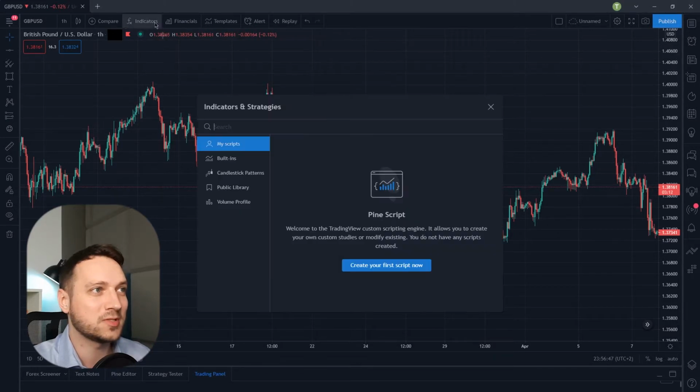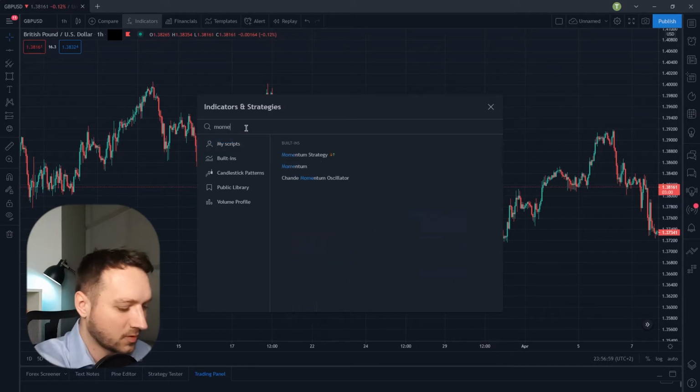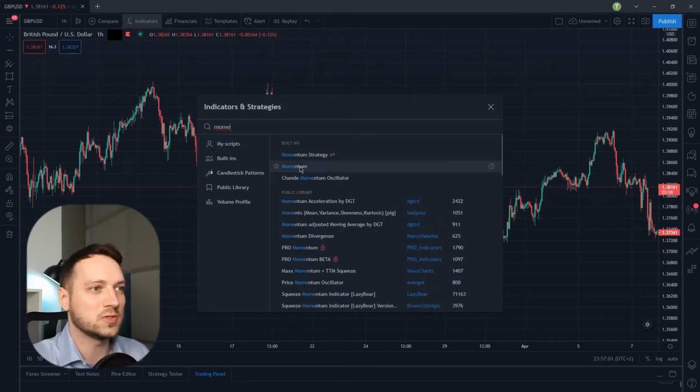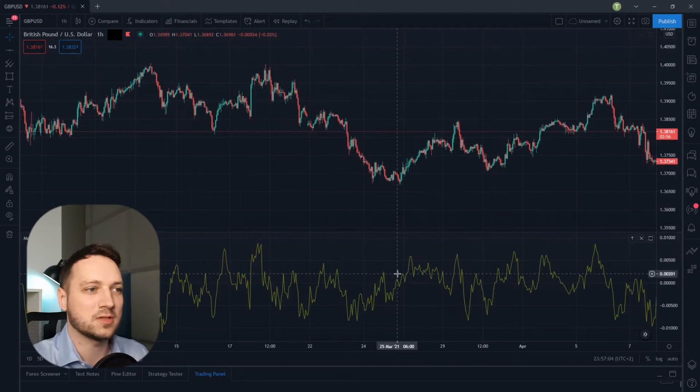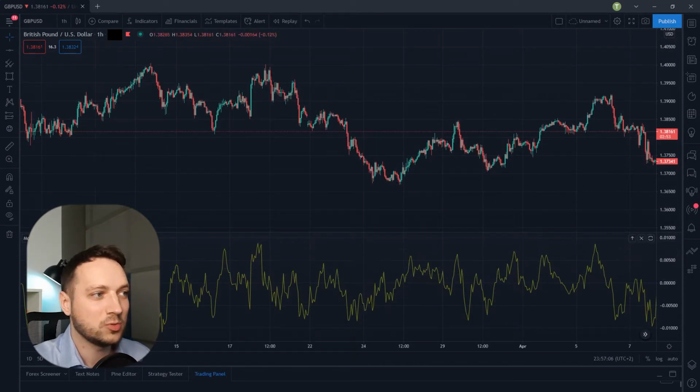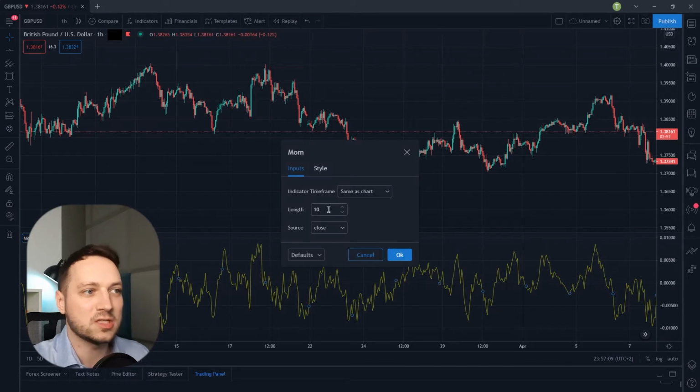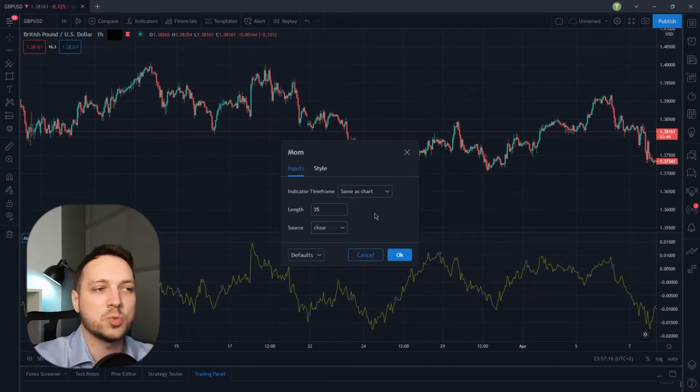So what we need to do first, of course, is to add it to our chart. Let's go for the indicators tab and in MT4 and MT5 it is also in the indicators section. So right here, what I need to do is to type momentum and it is automatically added below the chart. Next thing what we need to do is to check the settings. The length should be 35 and the source should be close, which means it analyzes last 35 closing levels.